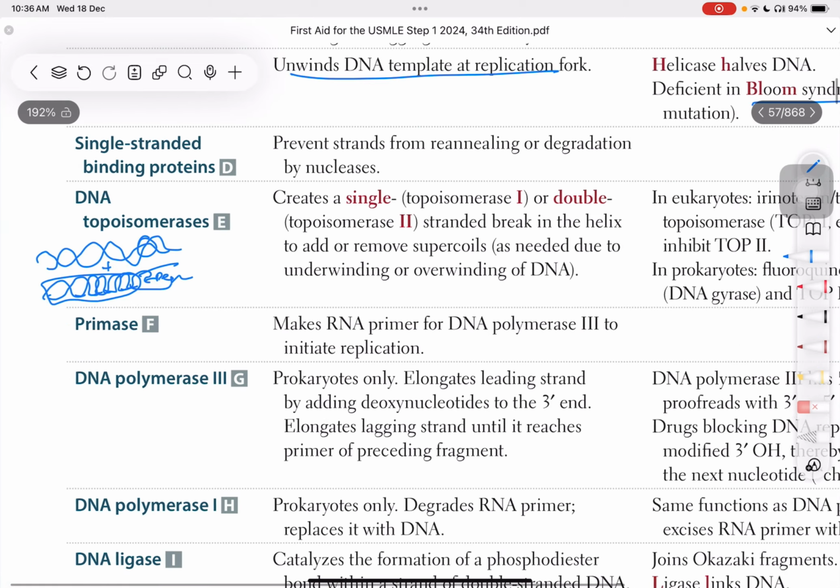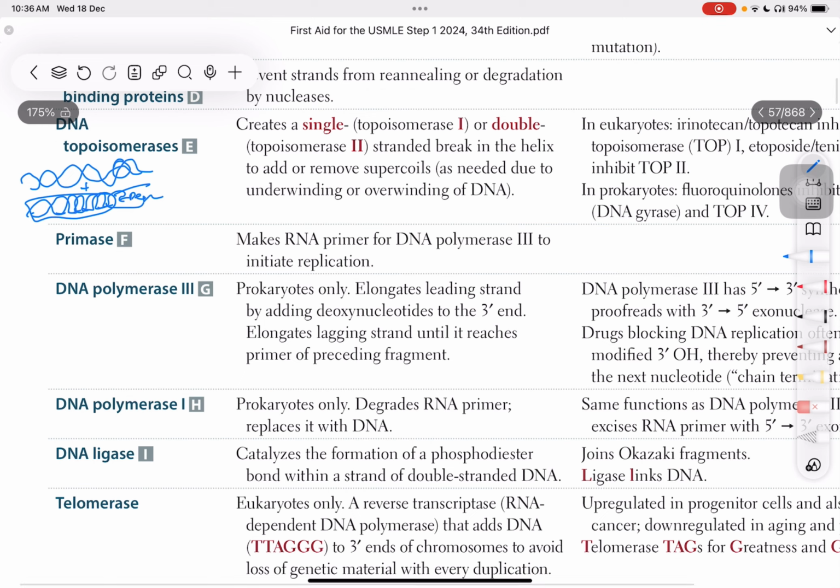So to prevent this, we add topoisomerase. Primase makes RNA primer for DNA polymerase 3 to initiate replication. So before the start of replication, you need a primer. This is the sequence from where your DNA synthesis starts.